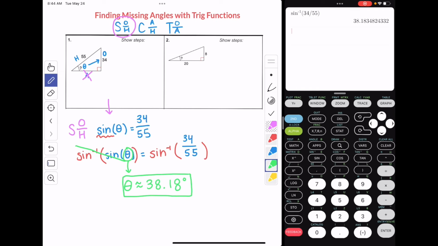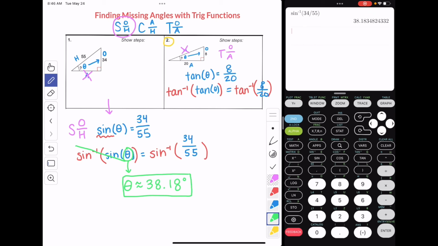So again, when you're thinking about the steps for this, I started off by labeling all the sides of my triangle. I identified the trig function that I needed to use. I set up my trig function with all of the values that I know, and then I used the inverse trig function in order to solve. Go ahead and try those steps out on question number 2, and then check your work in a few moments.